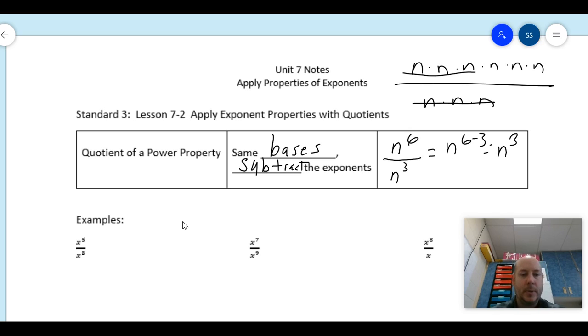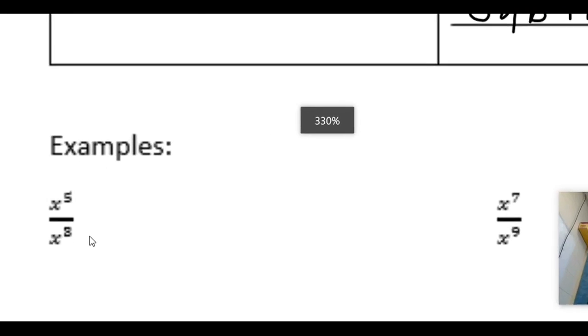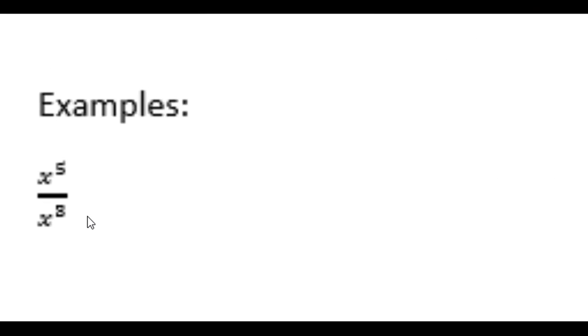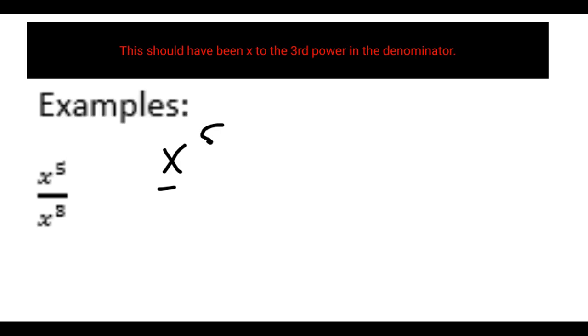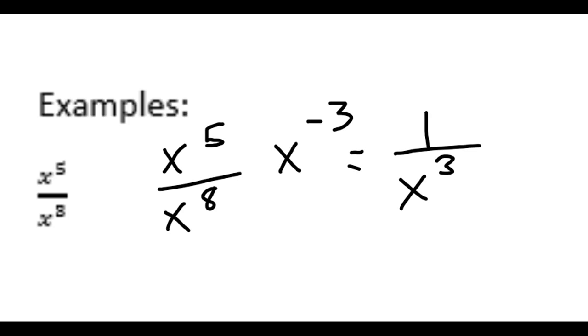All right, so let's look at some examples down here. Zoom in here a little bit. Okay, we've got x to the fifth over x to the eighth. Now, there's a couple ways you could approach this. Let me draw that a little better for you. So I could think of this as subtract, so that's x to the negative third. 5 minus 8 is negative 3. Again, we want to rewrite that with positive exponents like that.